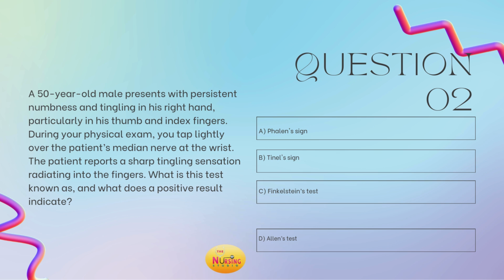Okay. All right. So, stem of the question: what is the test known as, and what does a positive test result indicate? So, first, which answer choice describes the test that they're describing in this question? Here we talk about a 50-year-old male that comes in with persistent numbness and tingling in his right hand. You tap lightly over the patient's median nerve at the wrist, and the patient reports a sharp tingling sensation that radiates into the fingers. What test is that?